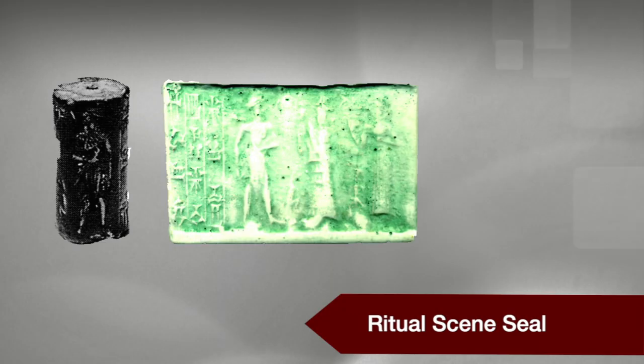Let's take a closer look at some of the ones we have in the collection. Prominent among the subjects of these seals is complicated imagery of Sumerian mythology and religious ritual. This ritual scene seal, an impression from the time of Hammurabi, shows a ritual scene.